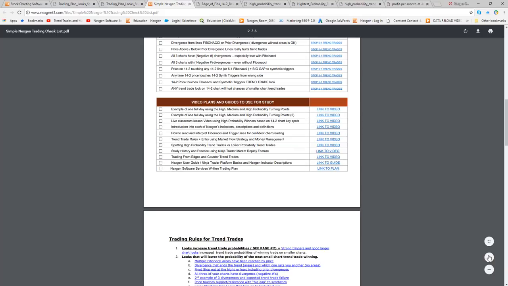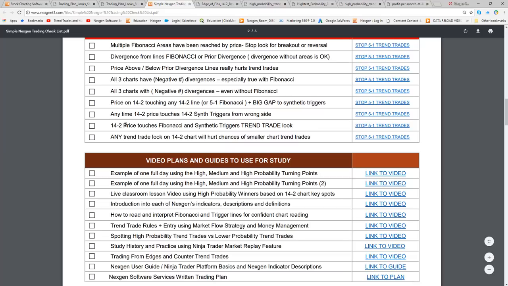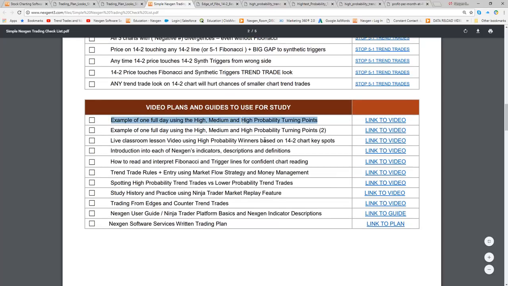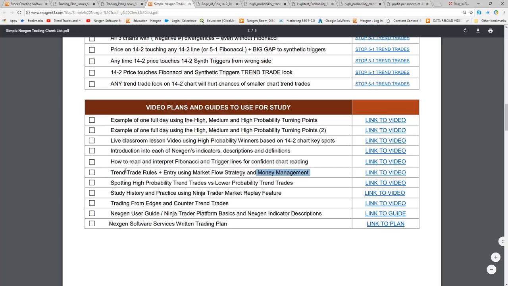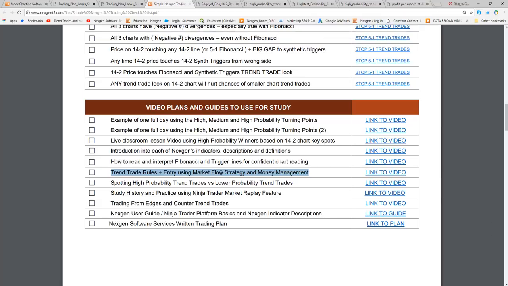And then if you want to get a little bit further into it, we have some example videos showing the setups, and a couple of these are some short videos that kind of go through some days. And then you get into the meat and potatoes. How to read the fibs and trigger lines, what each indicator is, and then what are the trend trade rules for the little chart. How do you get into the trade on the little chart? How do you manage the trade? This right here is what we do all day in class. Trade rules, trade entries, managing trades, making sure that you guys get these best trades down.